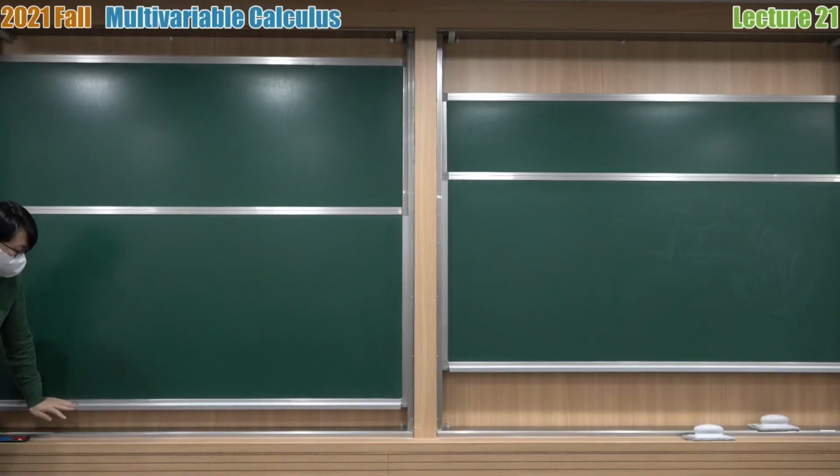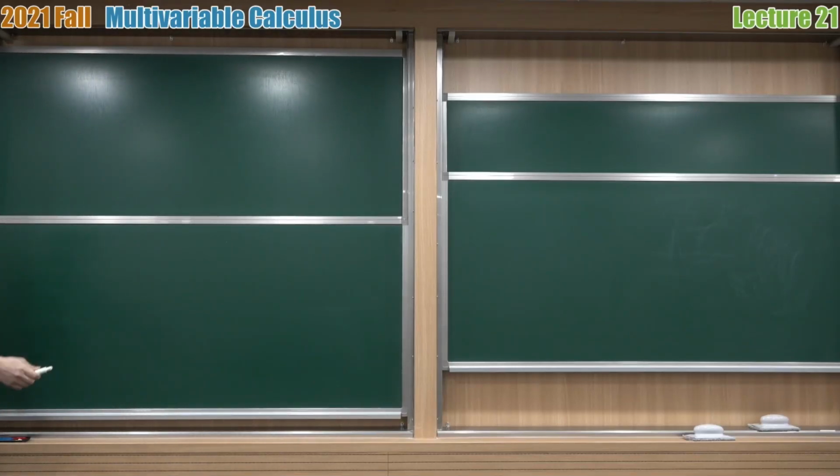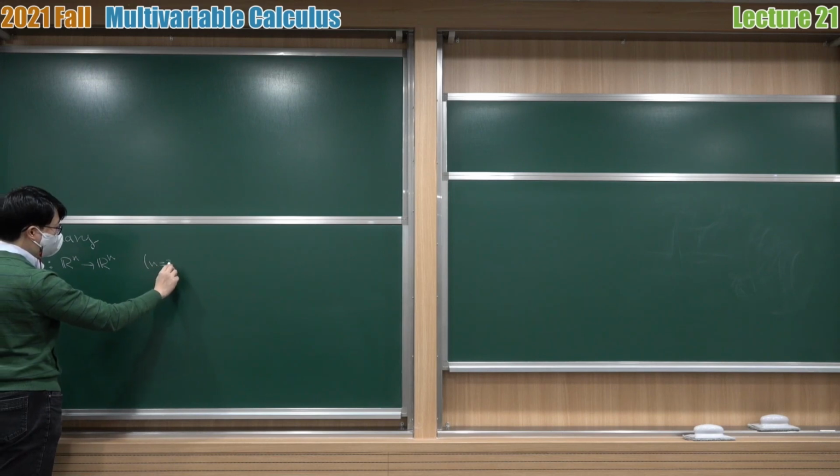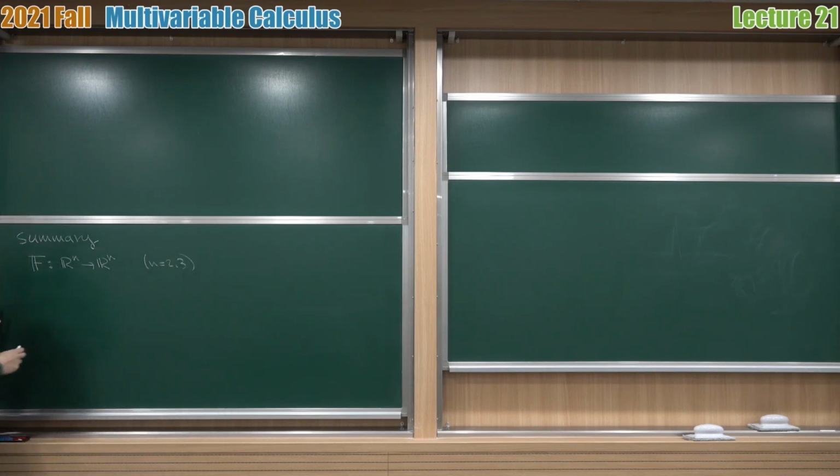Okay, so let's summarize what we learned last time. We talked about the line integral of a vector field. Let's say we have a vector field from Rn to Rn. Here we say that n is 2 or 3. Although we talked about a two-dimensional vector field, we can also generalize to a three-dimensional vector field.